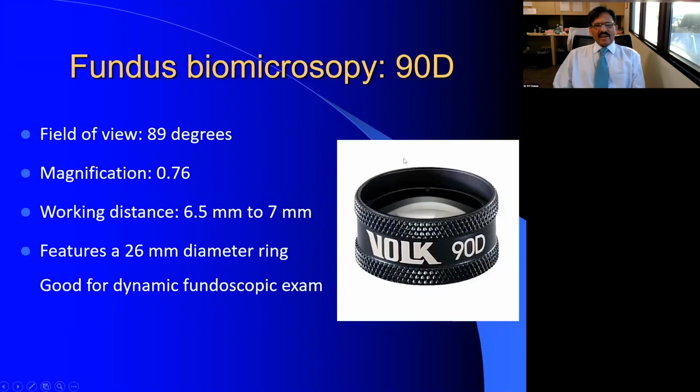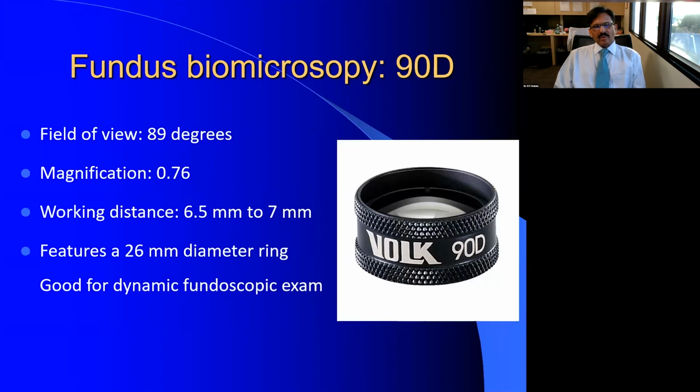Most commonly used is a 90 diopter lens, roughly gives a field of 90 degrees, and magnification is 0.75, around 7 millimeters in front of the patient's eye. So this tends to be a little tricky if somebody has deep set eyes, so you have to be careful with that. And angulation is very, very important to get a good view. It is a 26 diameter, roughly in terms of ring to ring measurement.